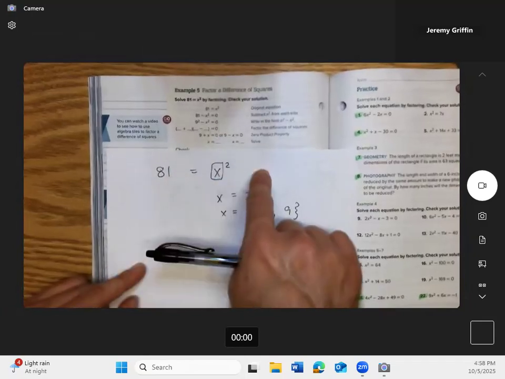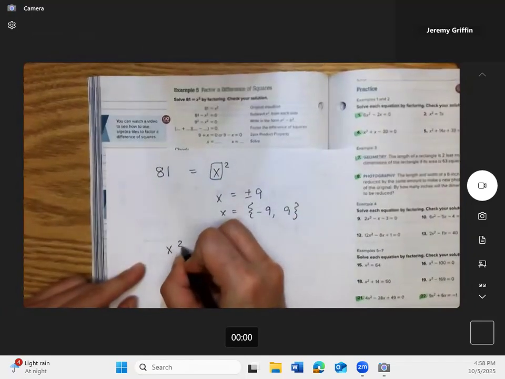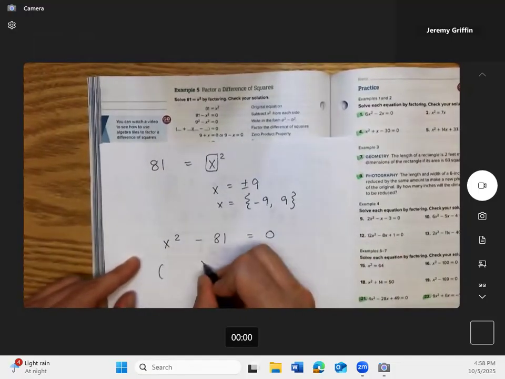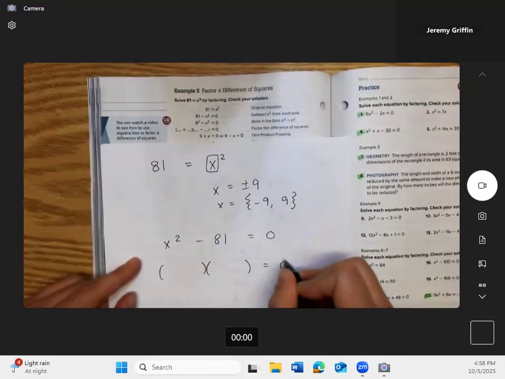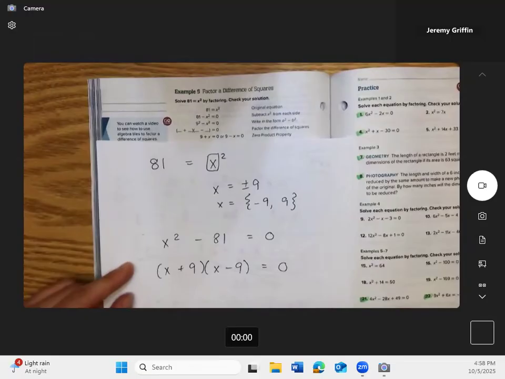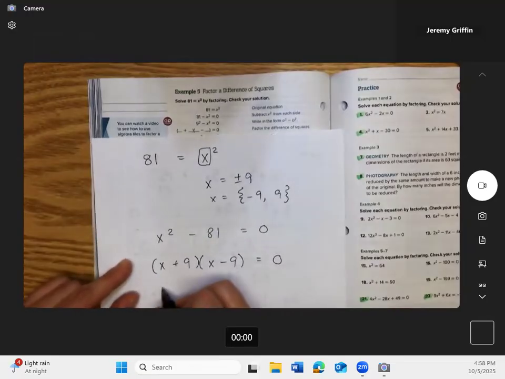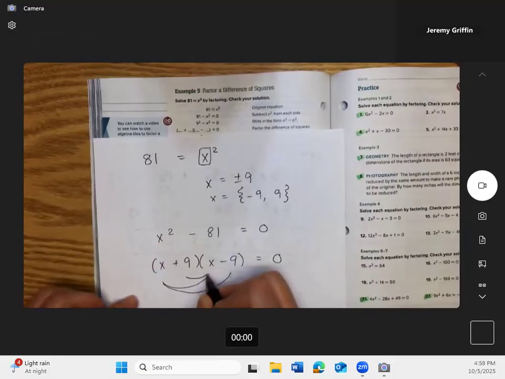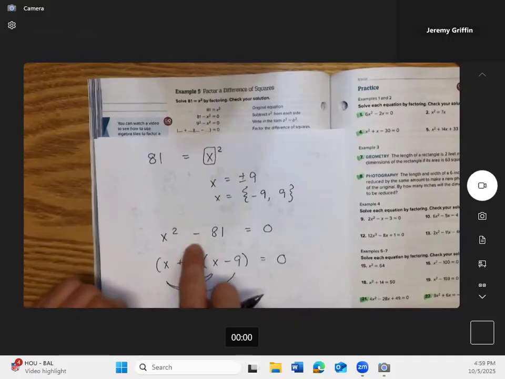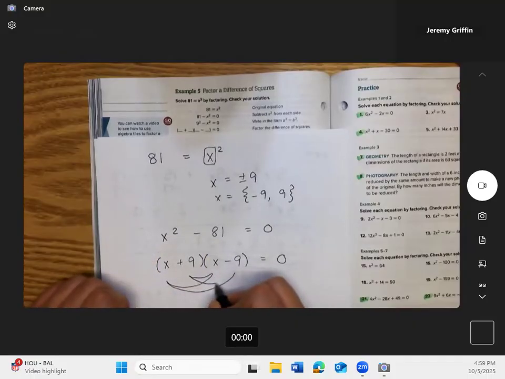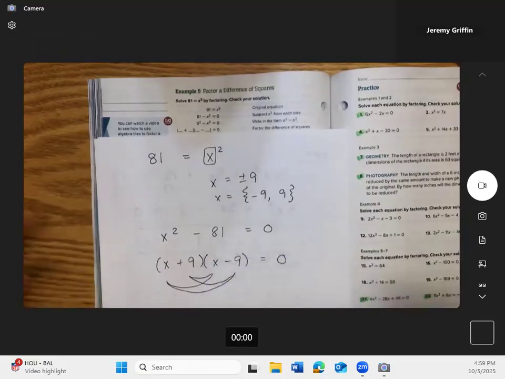So maybe I could subtract over the 81. So you can go x squared minus 81 is equal to 0. And then I could factor it like this. I could say x plus 9, x minus 9, all equals 0. Now, if you check it with FOIL, first, x times x is x squared, outside negative 9x, inside 9x, that cancels out. And so there's no x term. There's an x squared and there's a constant. And then 9 times negative 9 is negative 81. Yeah, that totally works.